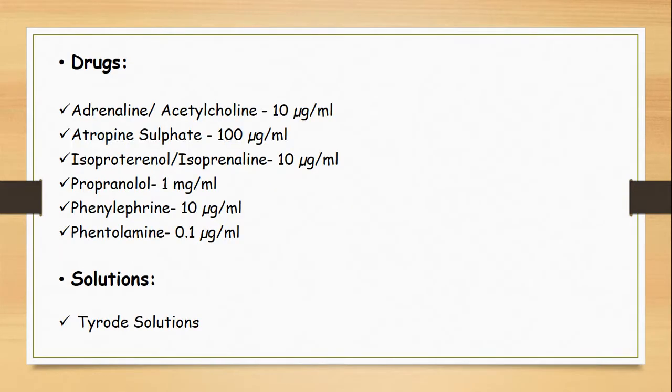Drugs used are adrenaline or the acetylcholine 10 microgram per ml, atropine sulfate 100 microgram per ml, isoproterenol or the isoprenaline which is 10 microgram per ml, propranolol 1 milligram per ml, phenylephrine 10 microgram per ml, phentolamine 0.1 microgram per ml, and solution used is a thyroid solution.